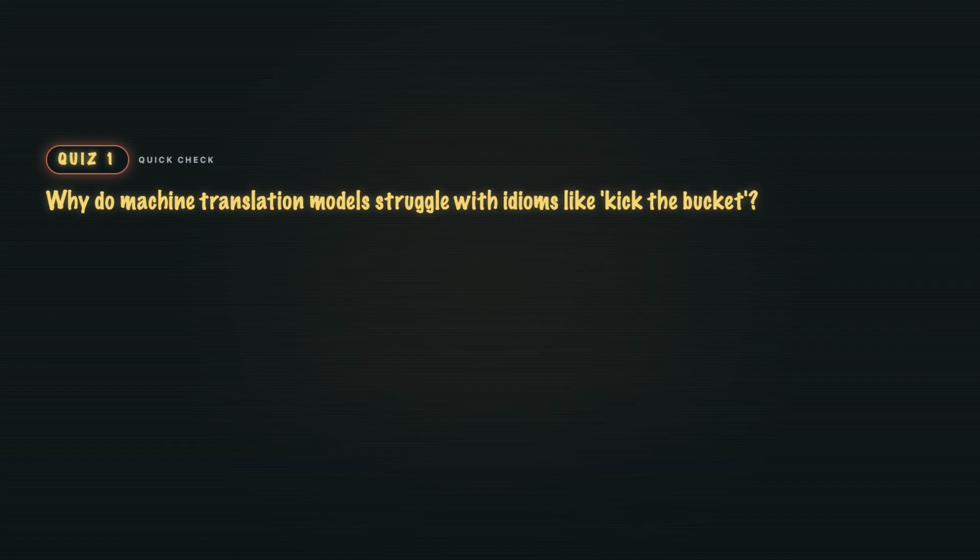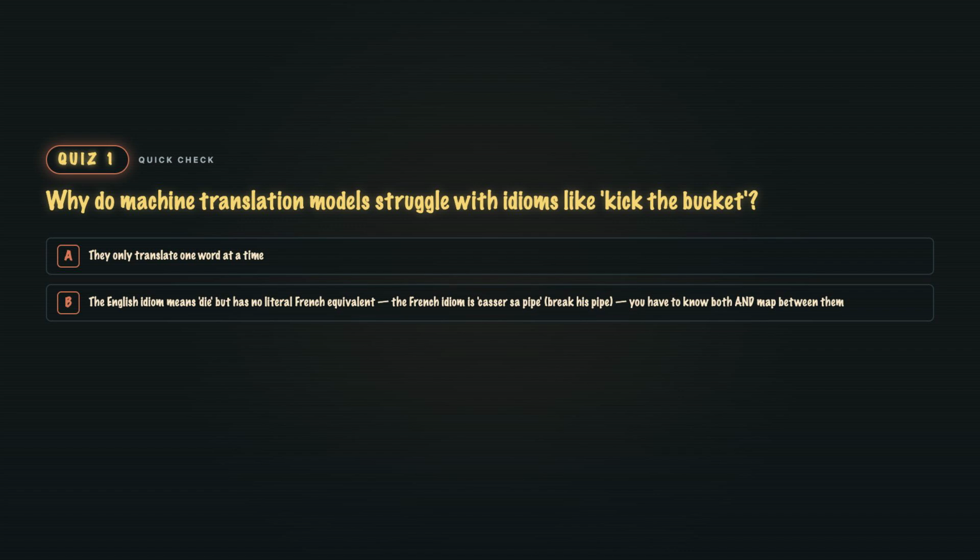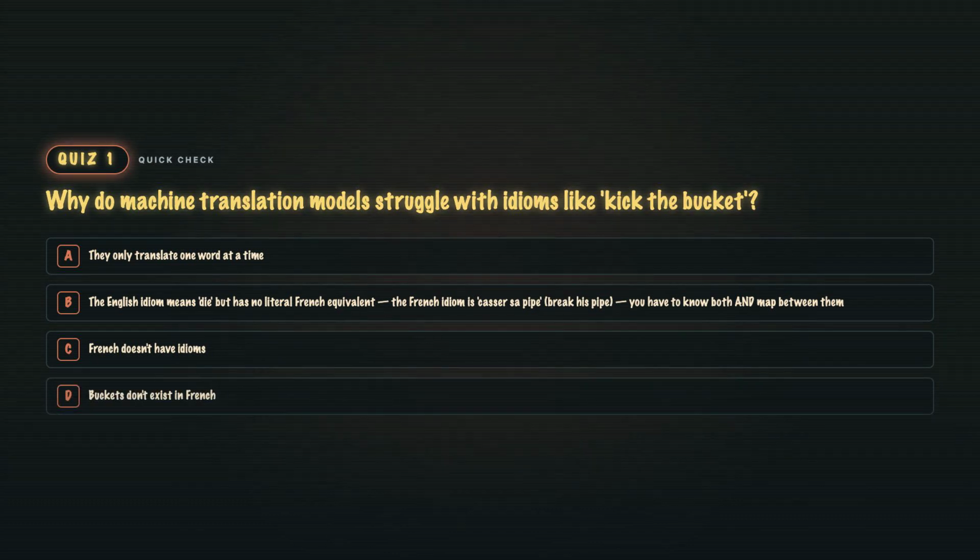Quiz 3. Why do machine translation models struggle with idioms like "kick the bucket"? A. They only translate one word at a time. B. The English idiom means "die," but has no literal French equivalent. The French idiom is "casser sa pipe," break his pipe. You have to know both and map between them. C. French doesn't have idioms. Or D. Buckets don't exist in French.